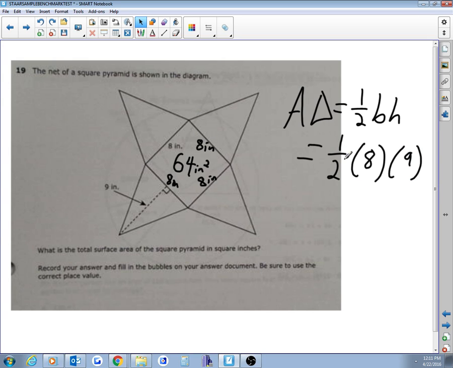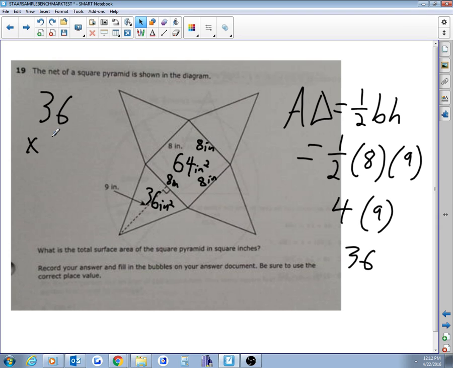Okay, so 1/2 of 8 is 4. So we end up with 4 times 9. 4 times 9 is 36. So the area of this triangle is 36 square inches. And we've got 4 of these. So 36 for one of them, we have 4 triangles here.